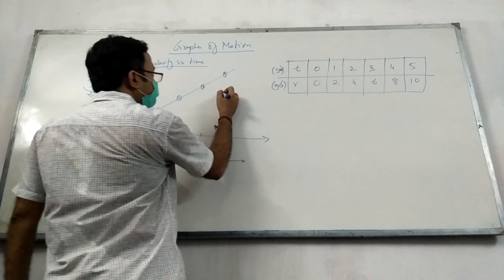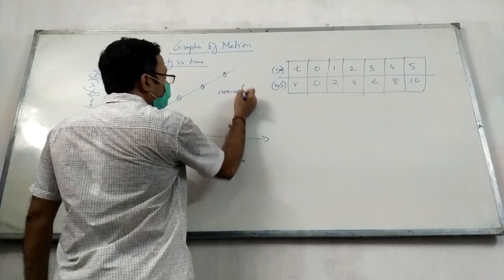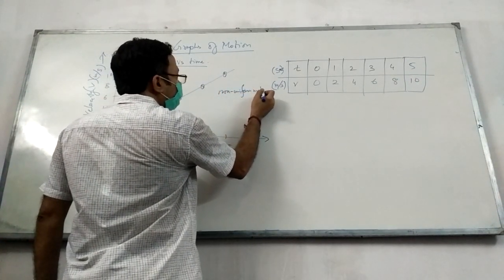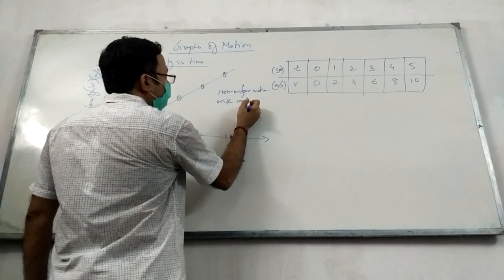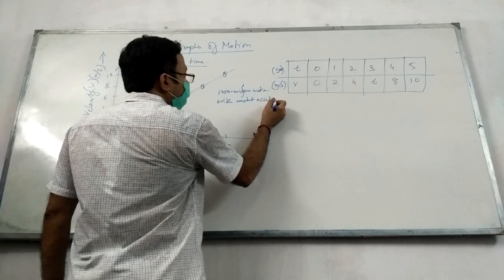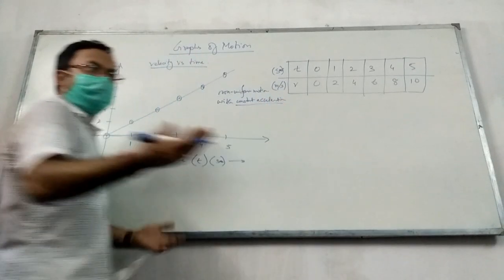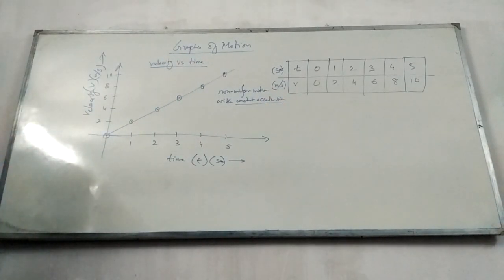Clear? So this is a non-uniform motion with constant acceleration. Now how do you know? How do you know? I told you. Constant acceleration. That's why. Slope আসে যায়. Right.